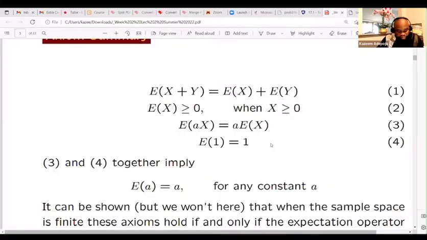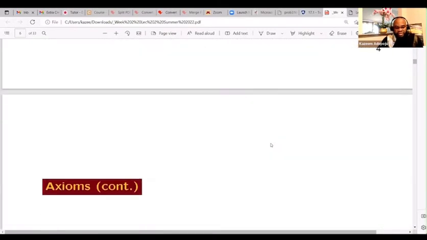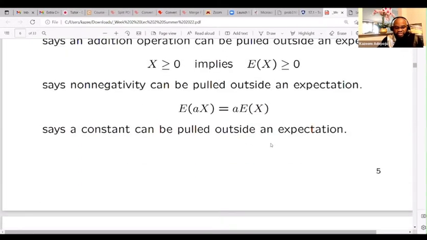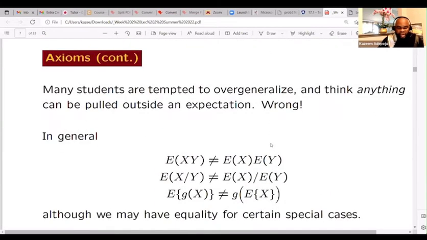Okay, you're welcome. Now I'm going to stop my share and go into the material. I think I'll spend more time on that. You have to know the expectation of a constant is a constant. A constant doesn't change. So these are the rules, and I want to go into this.